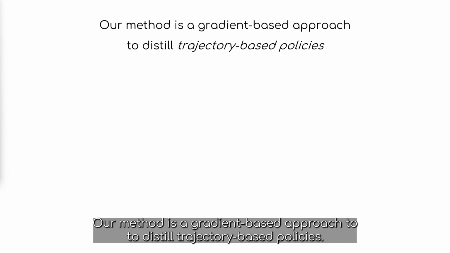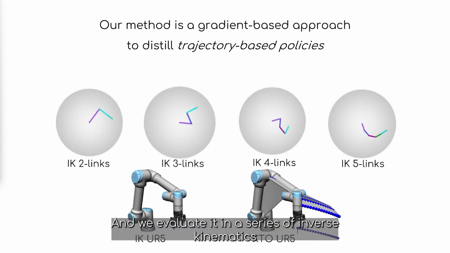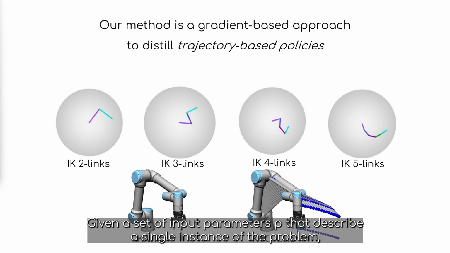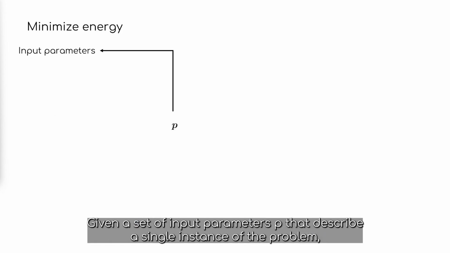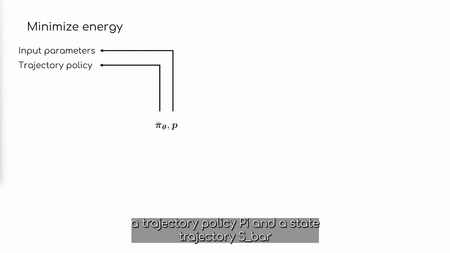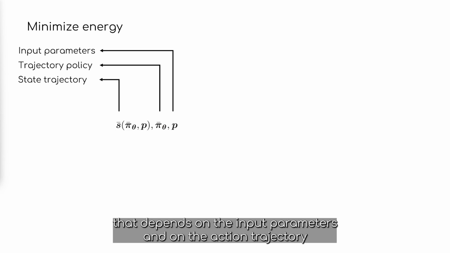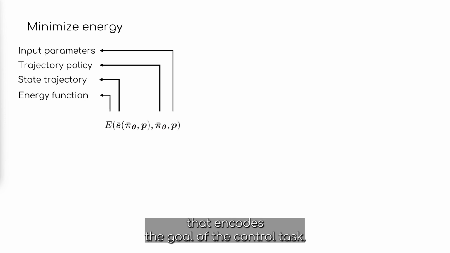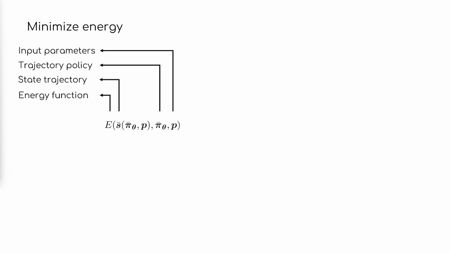Our method is a gradient-based approach to distill trajectory-based policies, and we evaluate it in a series of inverse kinematics and kinematic trajectory optimization problems of increasing complexity. Given a set of input parameters p that describe a single instance of the problem, a trajectory policy pi, and a state trajectory s bar that depends on the input parameters and on the action trajectory that pi produces, we can define an energy function that encodes the goal of the control task.